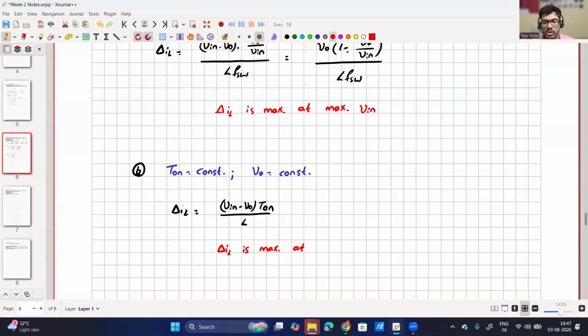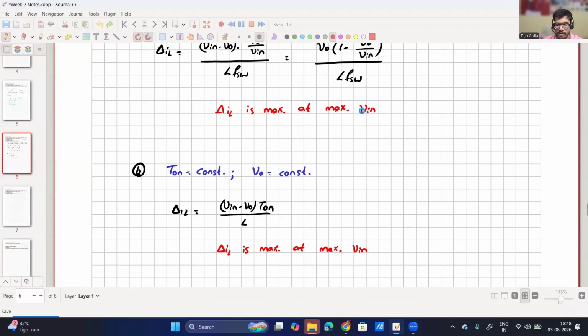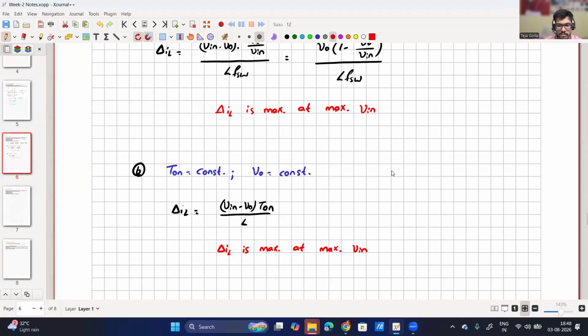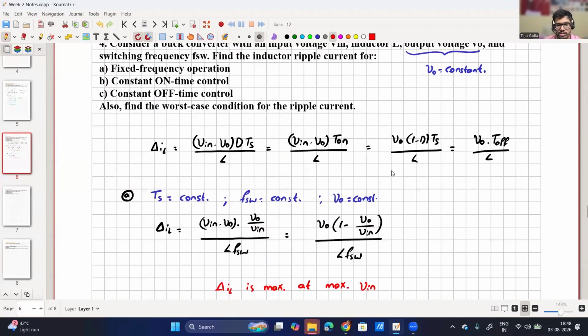T on is constant, V naught is constant. So delta IL will be maximum at maximum input, or minimum input, or at what condition? Someone has texted in the chat, Jinsi Joy says maximum input voltage. Yes, so it is at maximum input voltage, because if V in is maximum, V in minus V0 is maximum, and of course delta IL will be maximum. So for both constant on time as well as fixed frequency operation, delta IL will be maximum when input is maximum.